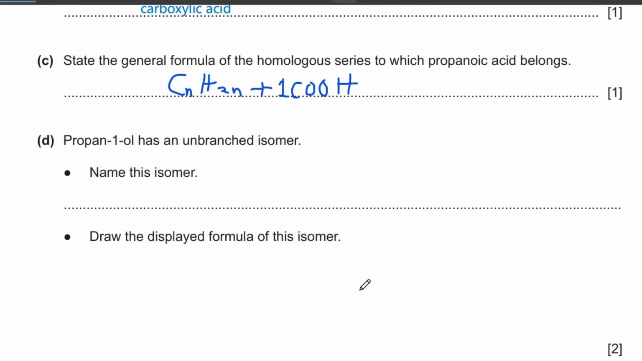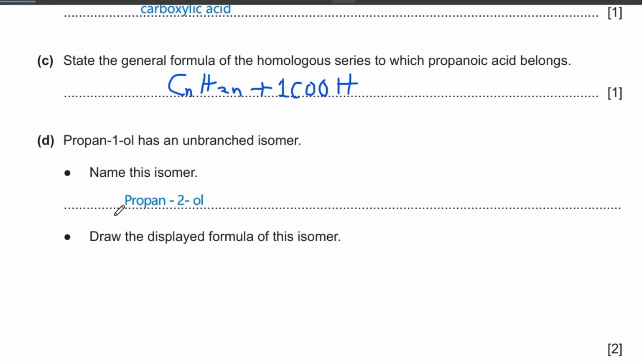Next question. Propan-1-ol has an unbranched isomer. Name this isomer. So isomers have the same molecular formula but different structural formula. Another isomer of propan-1-ol will be propan-2-ol. That will be the isomer. Next, draw the display formula of this isomer. So we are simply asked to draw the display formula of propan-2-ol.